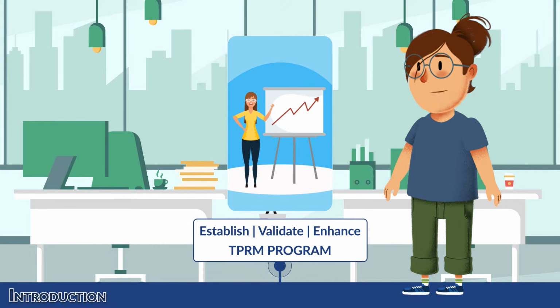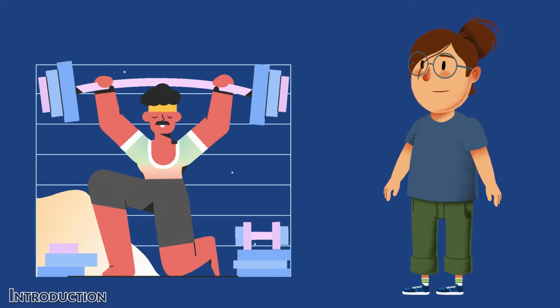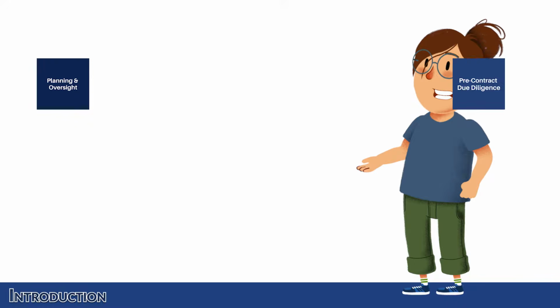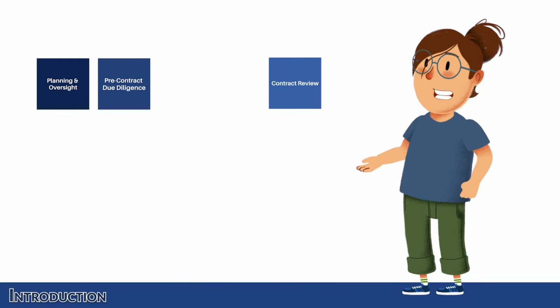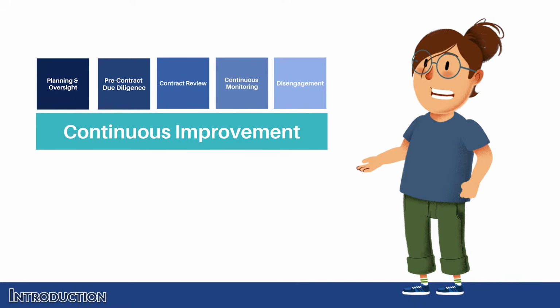Each video will walk through one of the 6 phases of a TPRM program life cycle, which create a strong TPRM program. The 6 phases include planning and oversight, pre-contract due diligence, contract review, continuous monitoring, disengagement, and continuous improvement.